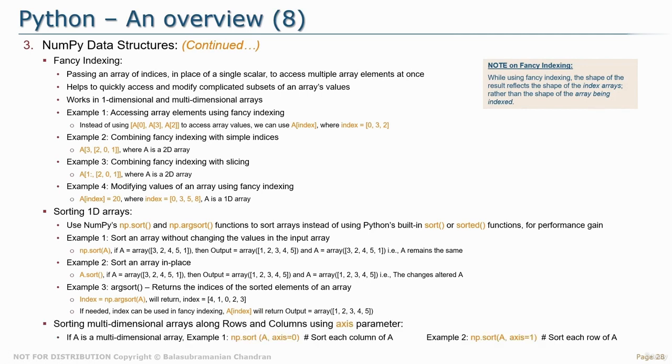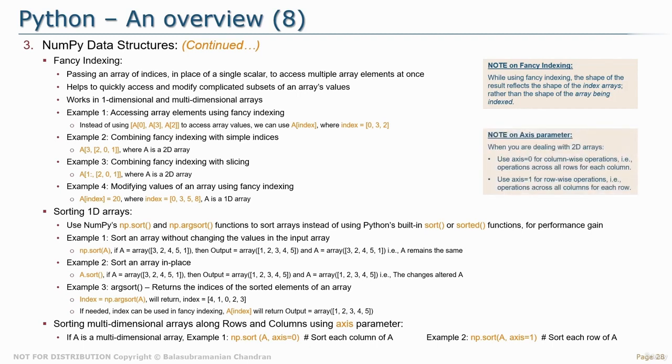Sorting multi-dimensional arrays along rows and columns using the axis parameter. Axis equal to 0 sorts each column of A. Axis equal to 1 sorts each row of A. When you are dealing with 2D arrays, use axis equal to 0 for column-wise operations, that is, operations across all rows for each column. Use axis equal to 1 for row-wise operations, that is, operations across all columns for each row.